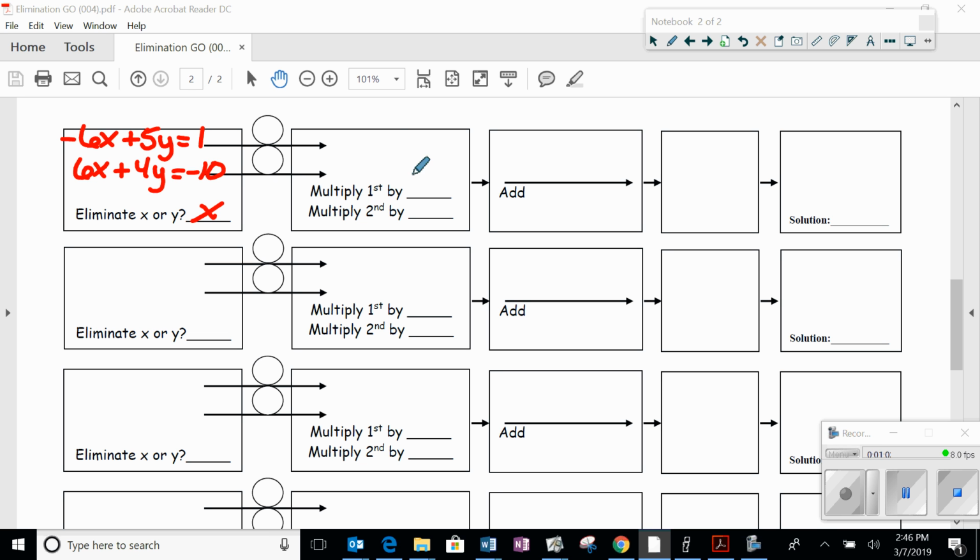Sometimes you're going to have to multiply by a number so that you can get like coefficients. But we do not have to do this step for this problem. So we're going to move over to the third step and just rewrite our equations. -6x plus 5y equals 1. 6x plus 4y equals -10.